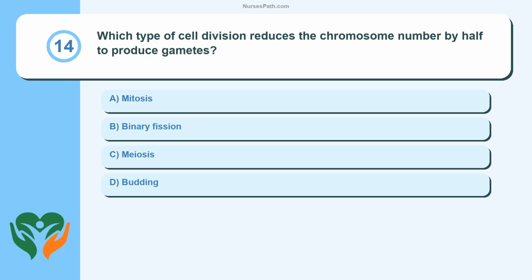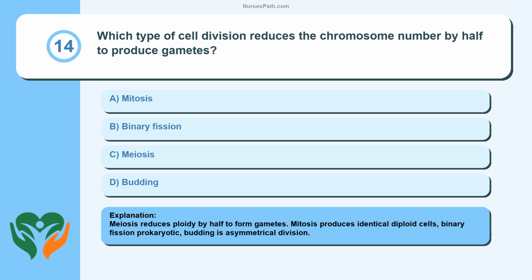Question 14. Which type of cell division reduces the chromosome number by half to produce gametes? Mitosis, binary fission, meiosis, budding. Meiosis reduces ploidy by half to form gametes. Mitosis produces identical diploid cells, binary fission is prokaryotic, budding is asymmetrical division.